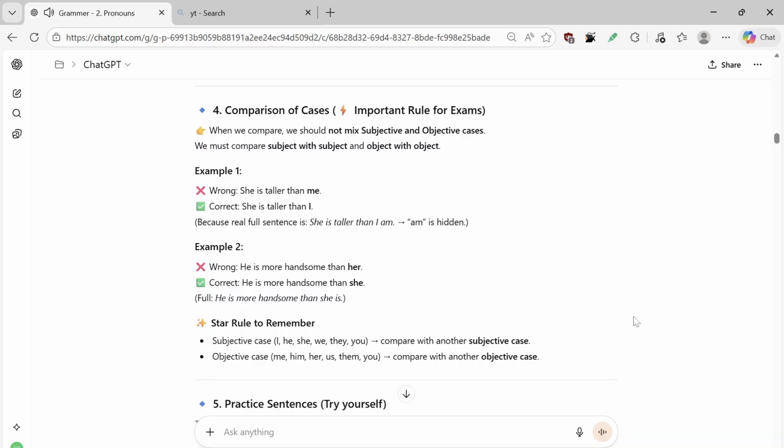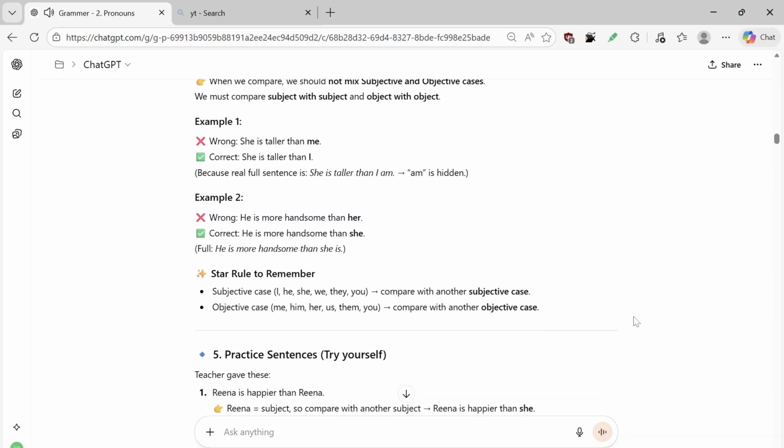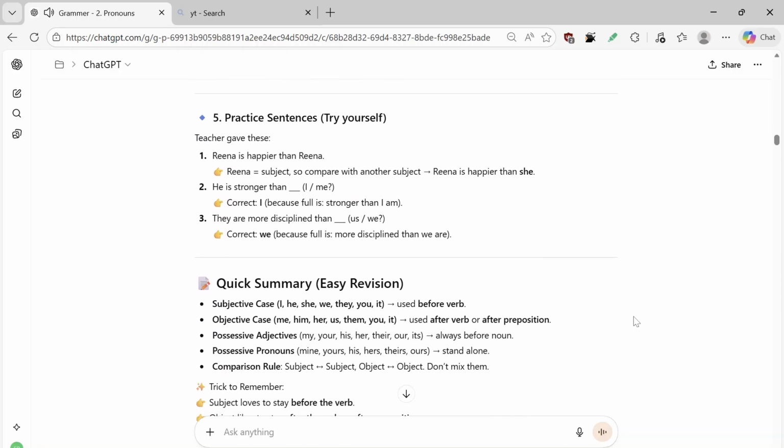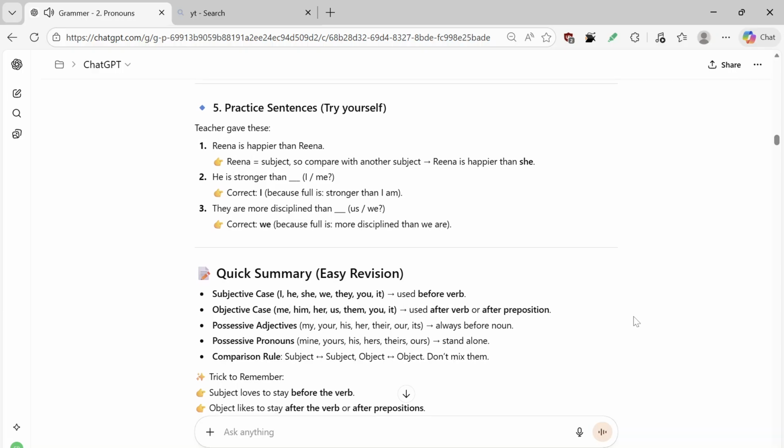Compare with another subjective case. Objective case: me, him, her, us, them, you. Compare with another objective case. Step 5. Practice sentences. Try yourself. Teacher gave these. 1. Rena is happier than Rena. Rena equals subject, so compare with another subject. Rena is happier than she.